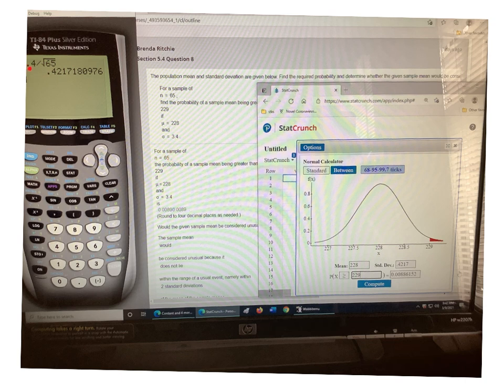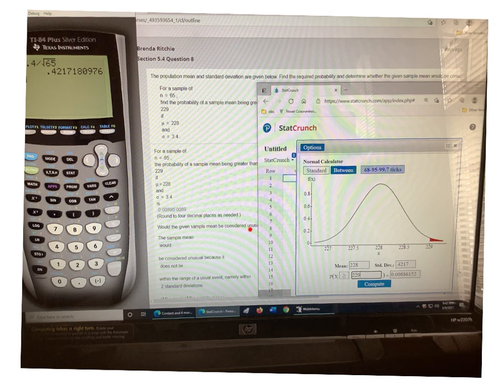So I cut part of it off, but you take 3.4 divided by the square root of 65. So the sample standard deviation is 0.4217, which I put in here. And we want the probability of being greater than 229, so we want greater than 229. Click Compute, and it gives you this number, 0.0088, which I think you rounded here, to 4 decimals.